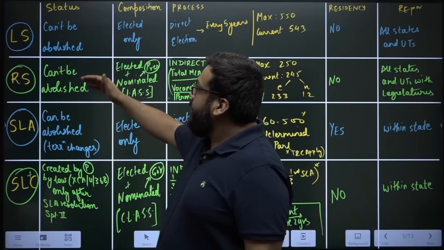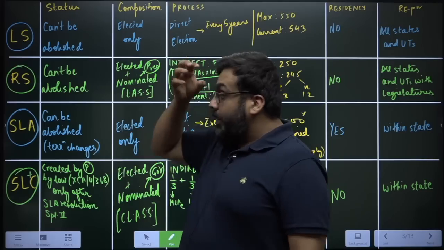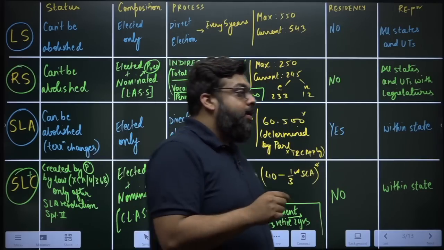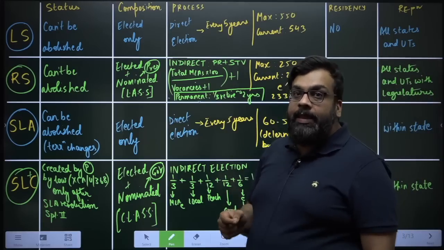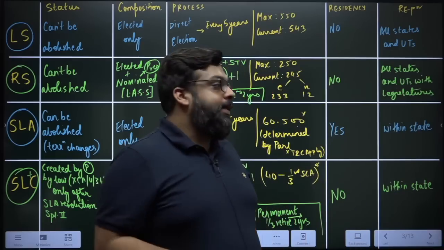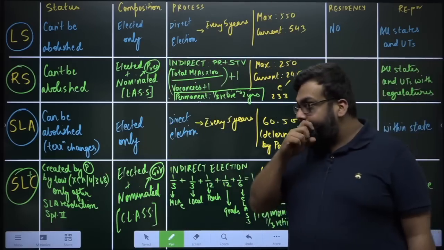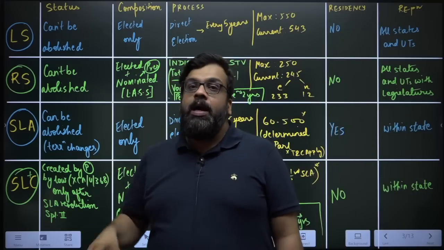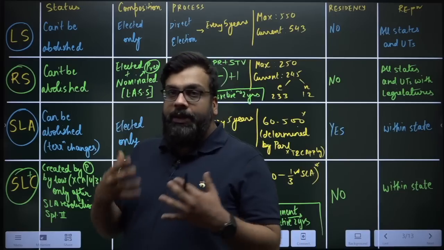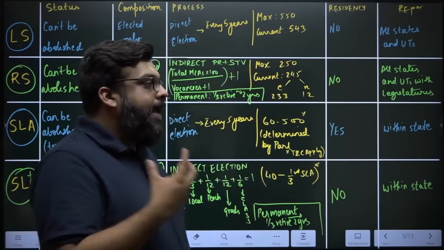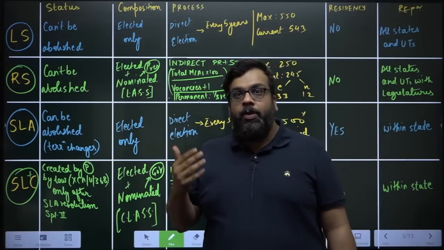Now let's look at Rajya Sabha and councils. Rajya Sabha again is an important ingredient of the parliamentary form of democracy and also federalism, because it represents the will of the states. So Rajya Sabha also can't be abolished. There can be a larger debate on the utility of the Rajya Sabha. There can be a larger debate on whether the Rajya Sabha is doing the job for which it was set out to be.